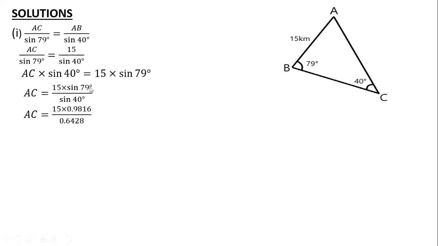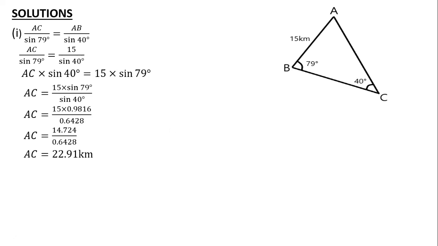Sine 79 degrees is the same as 0.9816. Sine 40 degrees is the same as 0.6428. Multiply 15 times 0.9816, divide by 0.6428, our AC will be equal to 22.91 kilometers.